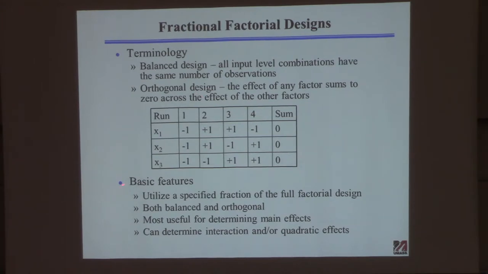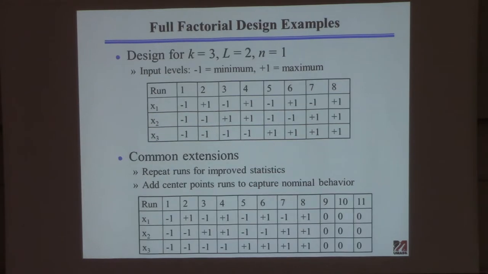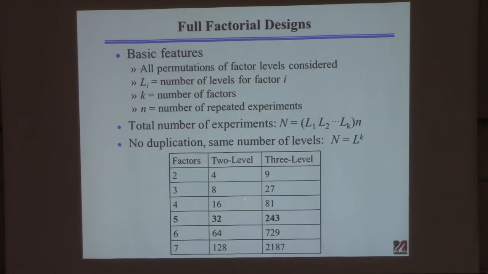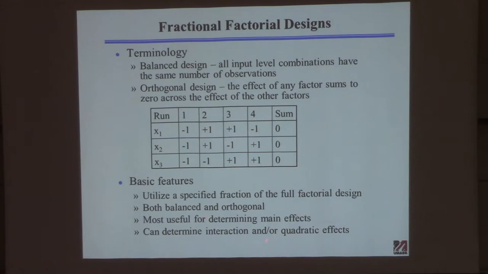Okay? So the basic features, which I kind of already mentioned, of this fractional factorial design is you use some fraction of the full factorial design. Okay? So I can just tell you, coming back to this here, that if you're going to do a two-level design, you're going to use half, a quarter, an eighth, or something like that. If you do a three-level design, you're going to use a third, a ninth, a 27th, something like that. It doesn't make any sense to do a third of an eight. It's not even a whole number. You've got to do whole experiments, okay?